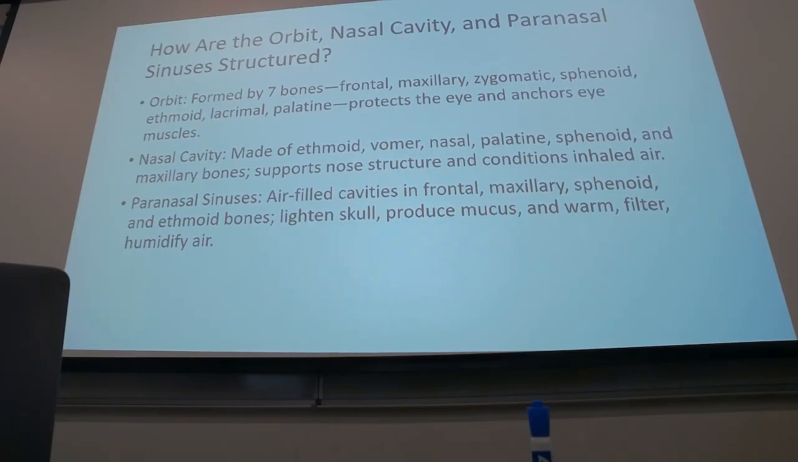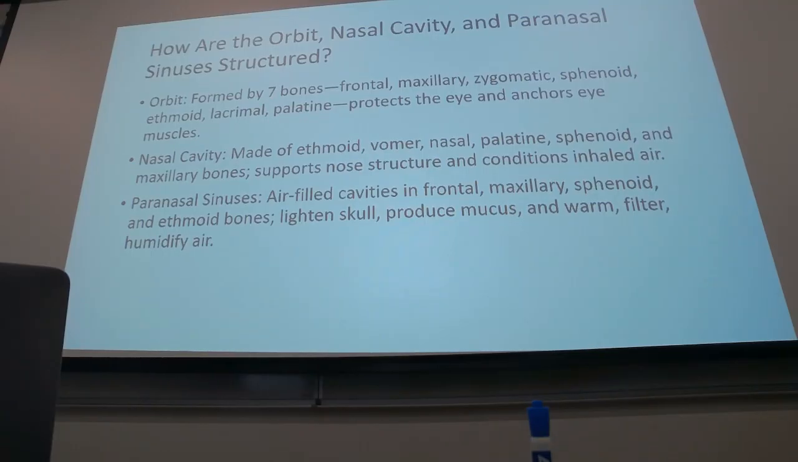Now let's look at how the orbit, nasal cavity, and paranasal sinuses are structured. So our orbit is made by 7 bones, very tiny, most of them. We have frontal, one part of the frontal, one part of the maxillary, one part of the zygomatic. So these are kind of large bones, facial bones, and then we have the sphenoid, which forms like the posterior wall of the orbit, and then the ethmoid, which is found in the middle side together with the lacrimal bone, and then inferior and medial is the palatine.